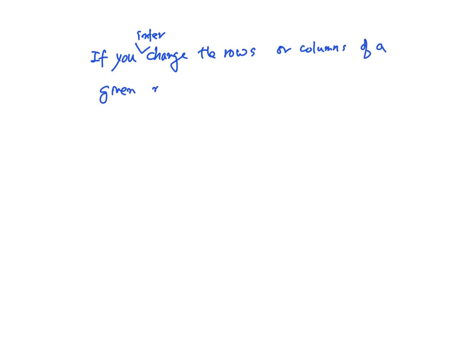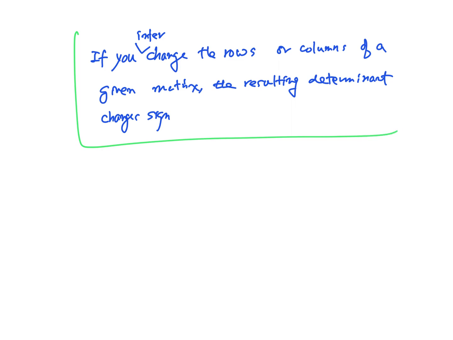If you interchange, actually change the rows or columns of a given matrix, the resulting determinant changes sign. This is a very useful fact that you need to maybe remember.